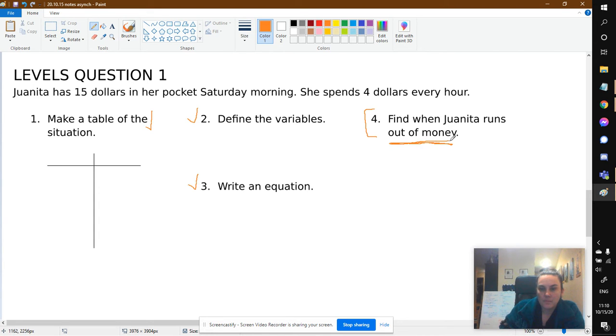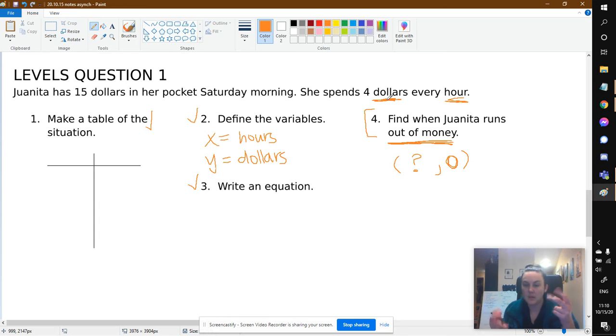Out of money is saying find the x when y is 0. Right, spoilers, x is going to be days. Oh, sorry, not days, hours, right? And y is going to be dollars. So when we're asked when does Juanita run out of money, that means money equals 0 or dollars equals 0, which is our y is 0. And then we need to figure out what our x is when y is 0.